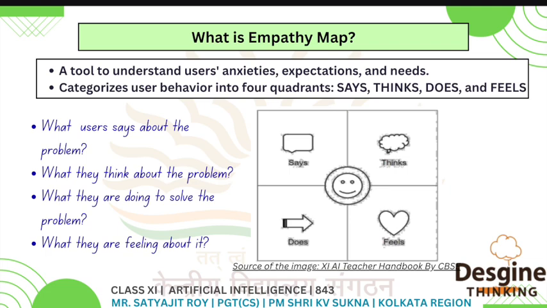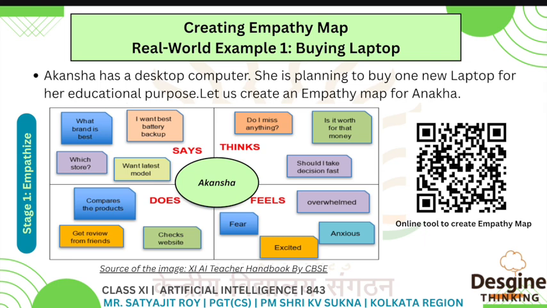So now let us see through an example. Let us understand a scenario where a student, or someone named Akansha, has a desktop computer, and now she is planning to buy a new laptop for her educational purposes. So she already has a laptop. Now she wants to buy a new laptop for her educational purpose. So to solve this problem, let us create an empathy map for Akansha, right?